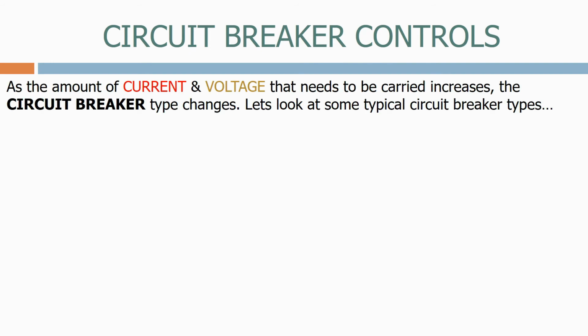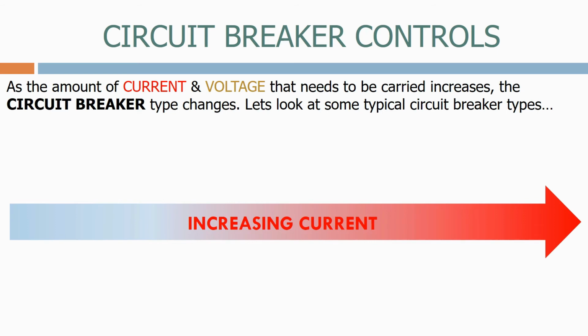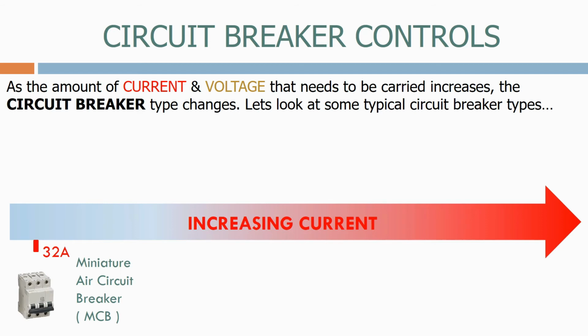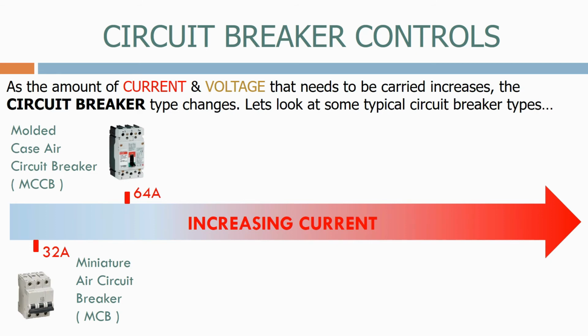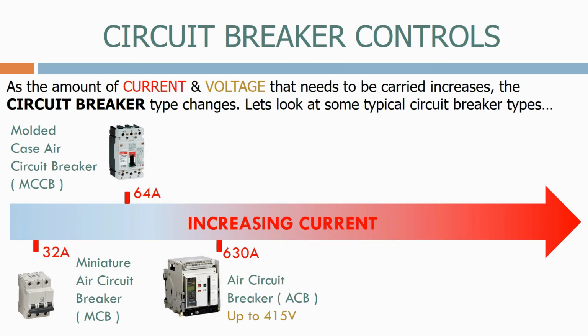As the amount of current and voltage that needs to be carried increases, the circuit breaker type changes. Let's look at some typical circuit breaker types. First, we have the miniature air circuit breaker, or MCB. These are rated up to 32 amps. Next, going up the current scale, we have the molded case air circuit breaker, or MCCB. These are rated up to 64 amps. Next, we have the air circuit breaker, or ACB. These are rated up to 630 amps, and is the biggest LV breaker that we use.